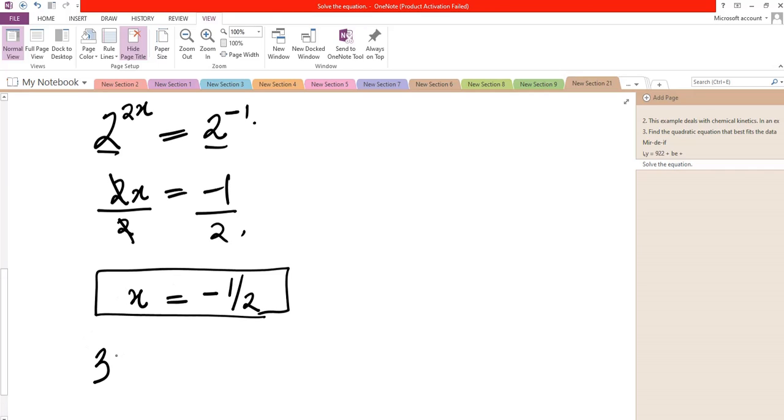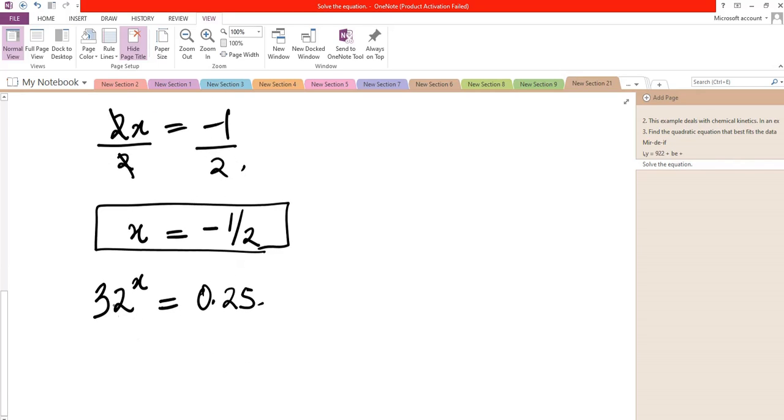You have 32 raised to power x equal to 0.25. Now this 32 raised to power x, this 32 is the same as 2 raised to power 5, all in brackets raised to power x, equals this value, which is the same as 1 all over 4.